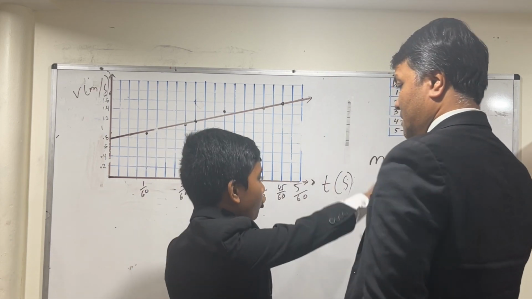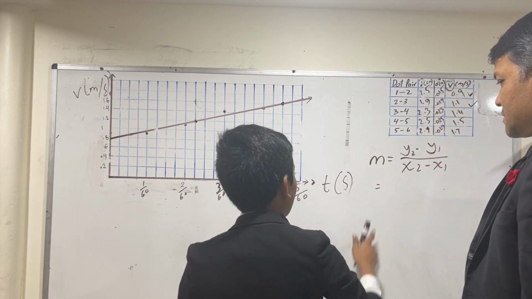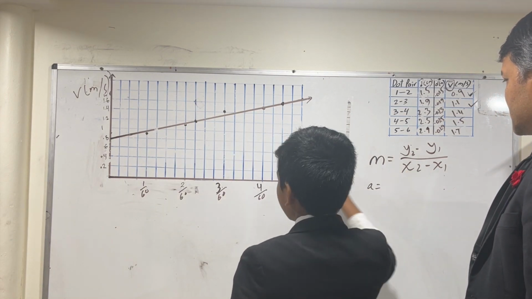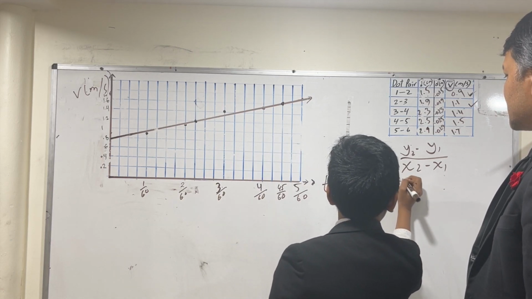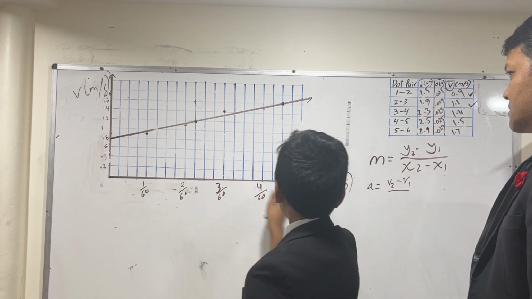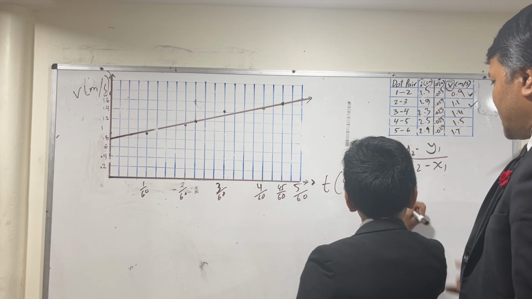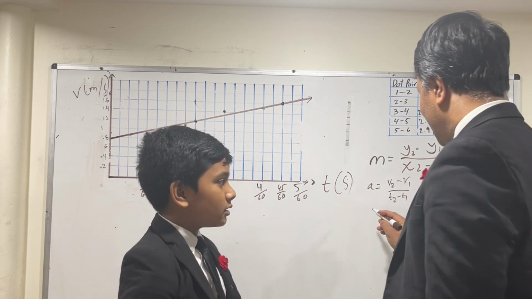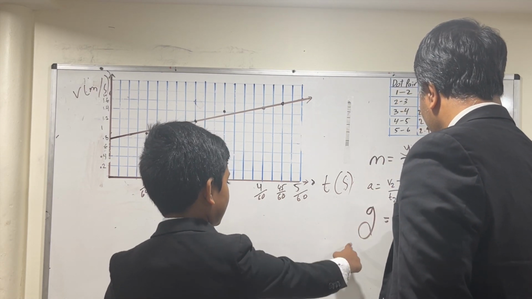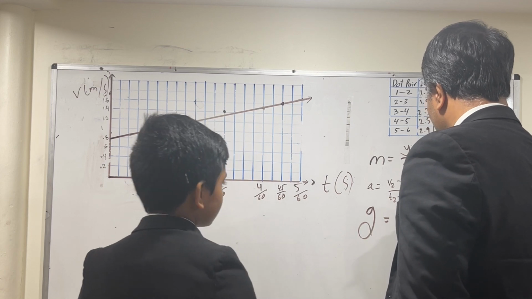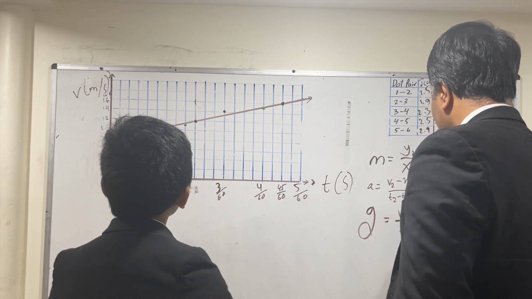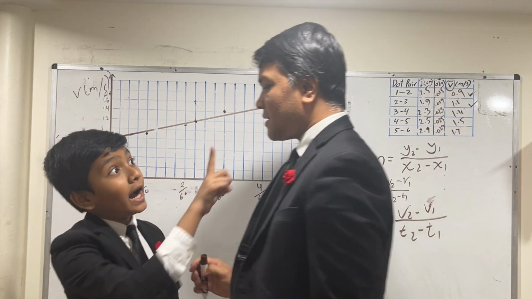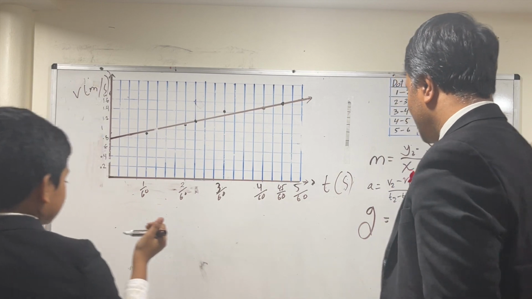Remember, the slope of a velocity time graph is acceleration. y is v, so v2 minus v1. And x is time, so t2 minus t1. There is a name for this acceleration: acceleration due to gravity, g. You have to show respect to acceleration due to gravity by making it bigger. Now I am going to choose 2 points.